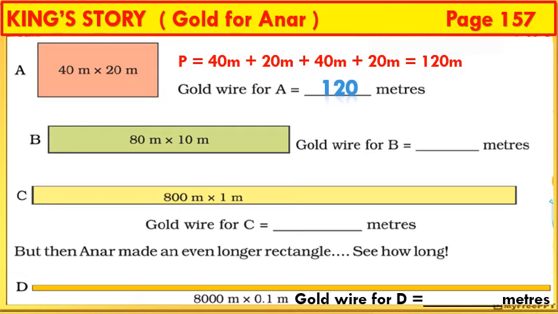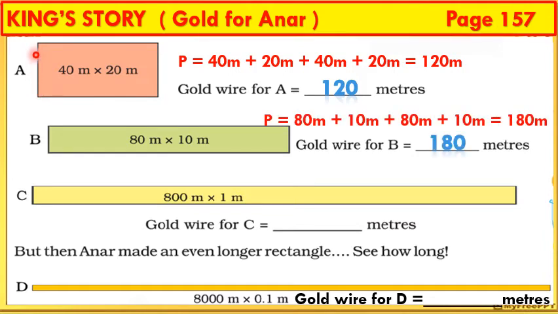First, he made a rectangle A whose length was 40 meters and breadth was 20 meters. That is, whose area was 40 multiplied by 20, that is 800 square meters. Then he found out perimeter of rectangle A. Perimeter is length plus breadth plus length plus breadth, that is 40 plus 20 plus 40 plus 20 gives 120 meters. So gold wire for rectangle A is 120 meters.